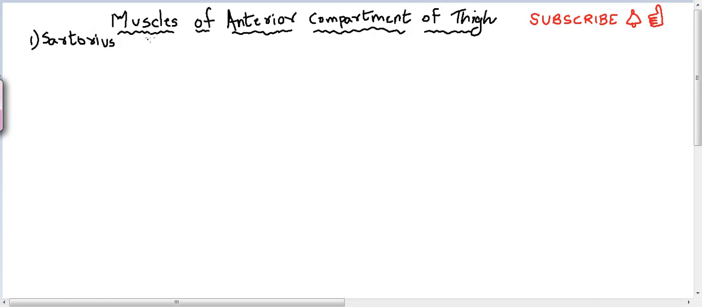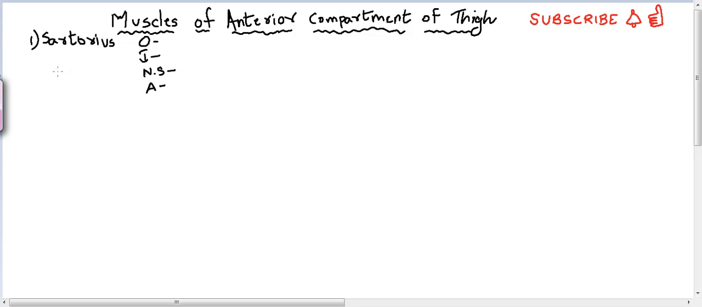Any muscle in this body can be explained under the following headings: origin, from where it starts; insertion, where it gets attached to; nerve supply, which nerve in the body controls it; and actions. So even Sartorius I am going to explain to you under these headings: origin, insertion, nerve supply, and action. So without much delay, let's finish this.